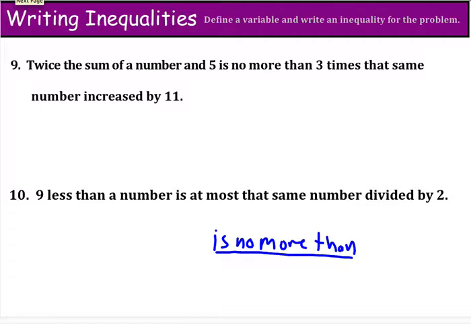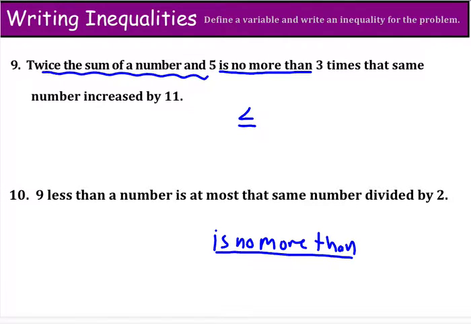Is no more than. Use examples like, I'm going to say I am no more than 6 feet tall. Could I be 7 feet? No. Could I be 5 feet? Yes. So this is a less than or equal to symbol. So when you read number 9 here, it says twice the sum of a number is no more than 3 times that same number increased by 11. Is no more than is less than or equal to.